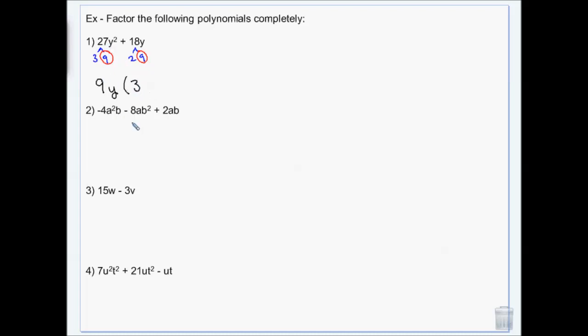Sorry. 27 divided by 9 is 3. See, that's what's left. Okay. And then I had 2 y's. I took 1 out. So I'm guessing that there would be 1 y left. So y plus 2 in the parentheses. 18 divided by 9 is 2. I had 1 y. I took 1 out, so it's done. Looks simple. So I found the GCF, which was 9y. And then I divided 27y squared and 18y by 9y.